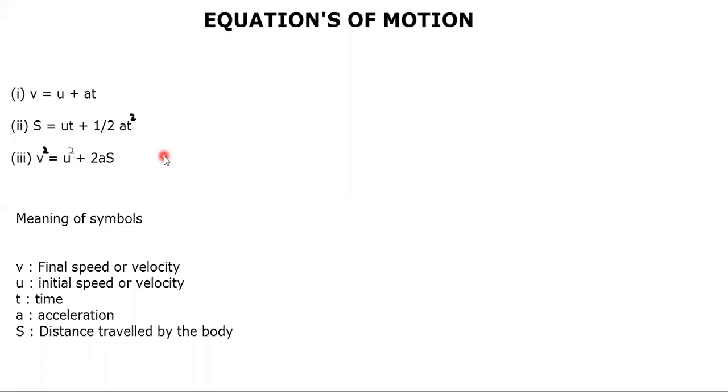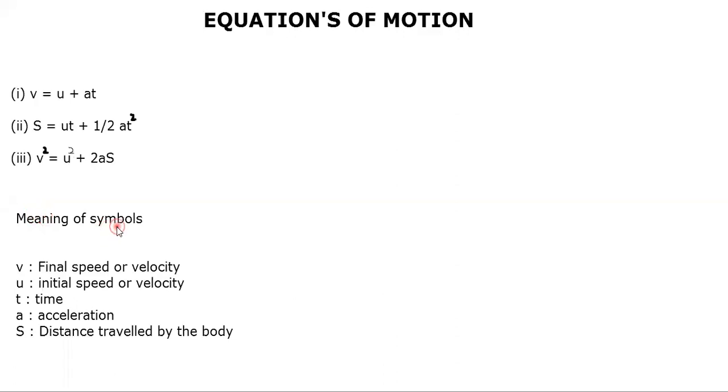Hello everyone. This is a very important topic of the chapter Motion. The topic is equations of motion. We have a total of three equations of motion. The first one is v equals u plus at. The second one is s equals ut plus half at square. And the third one is v square equals u square plus 2as.